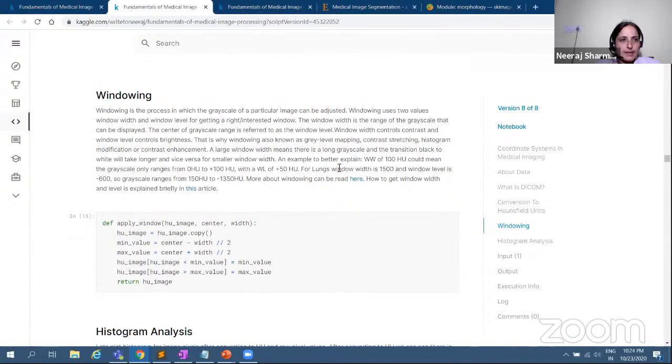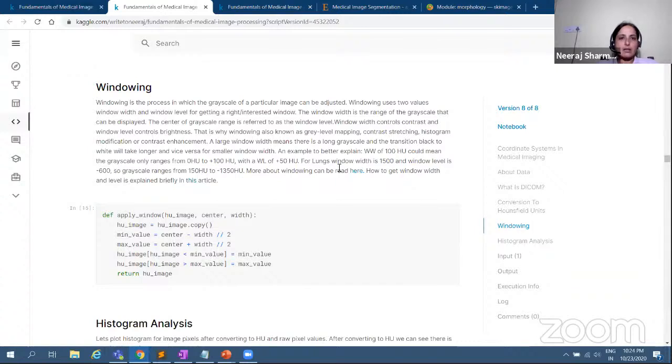So windowing basically is the process where we decide what is the range of the grayscale we need to approach. So basically it gives the region of interest. When we just saw the lung scan, there was only a very small amount of lung and a lot of other things; black things were air and white things were the bones. But we are interested only in the lung.